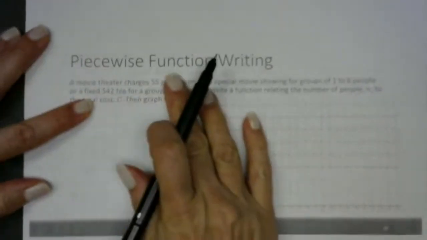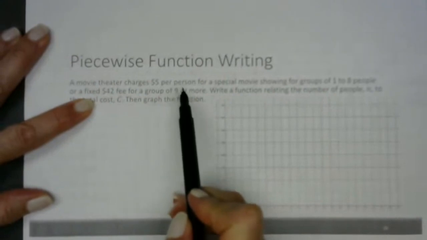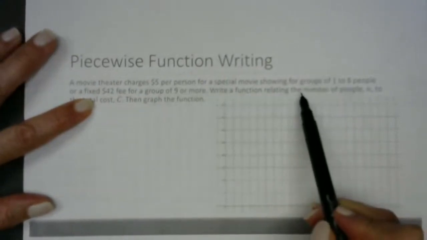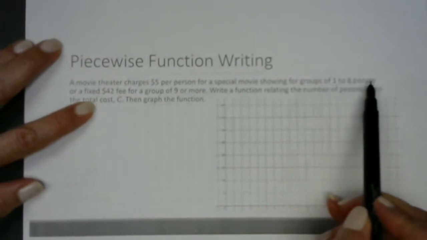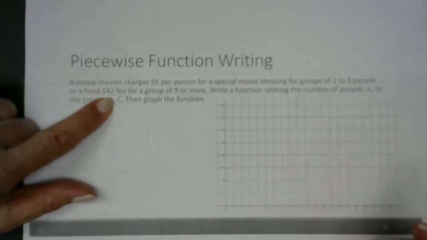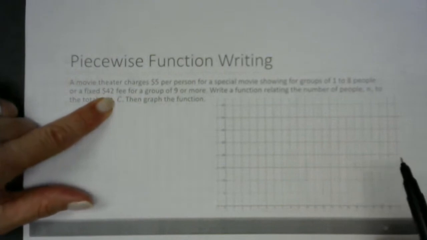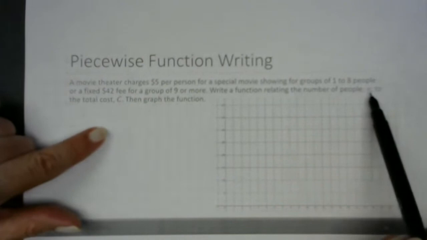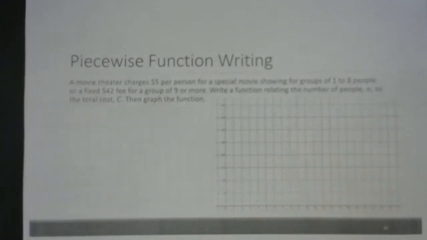This says a movie theater charges $5 per person for a special movie showing for groups of 1 to 8 people, or a fixed fee of $42 for a group of 9 or more. And we need to write a function that relates the number of people, n, to the total cost of the movie.